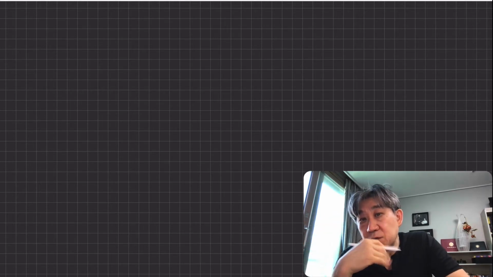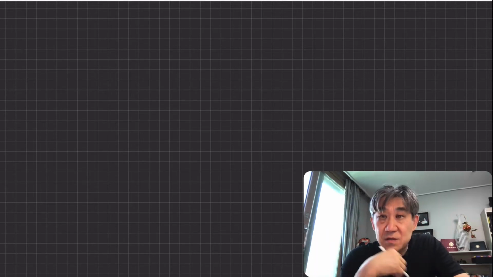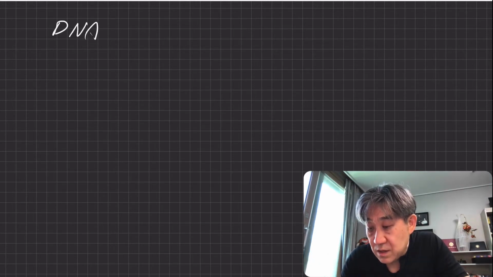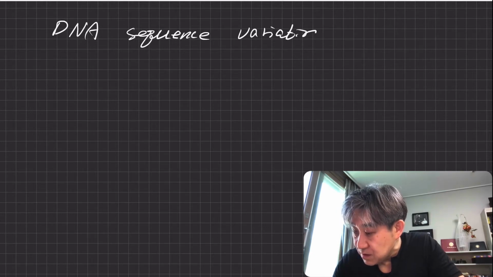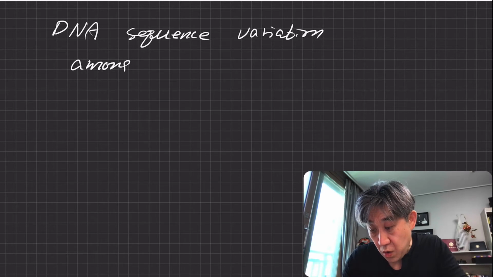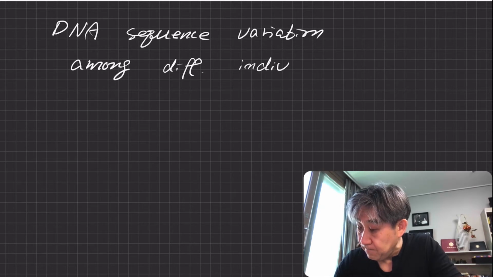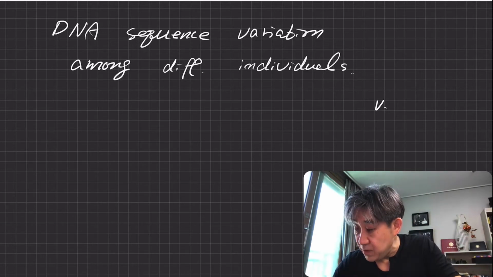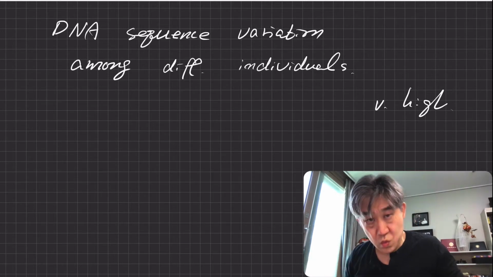And because you don't have any genes, that's the point from last week's lecture: the DNA sequence variation among different individuals is very high in this heterochromatin area. Why is that so?